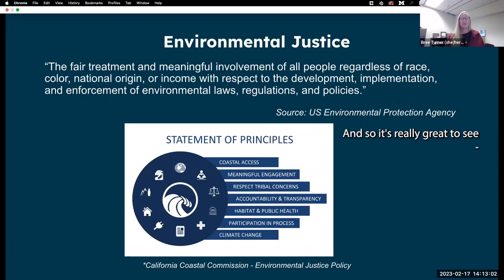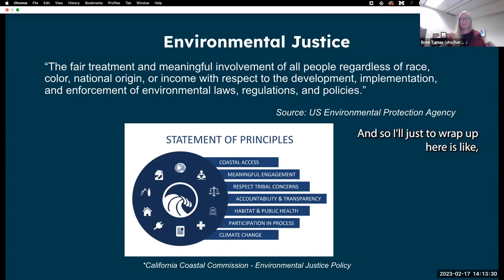And so it's really great to see, and let me give a shout out to the California Coastal Commission, who recently released their environmental justice policy. And if you can see in there, one of their principles is centering tribal engagement. I see this as a really great new direction for the environmental justice movement. And I'll include a link in the chat to their environmental justice policy as well.